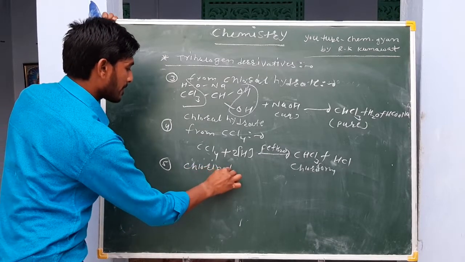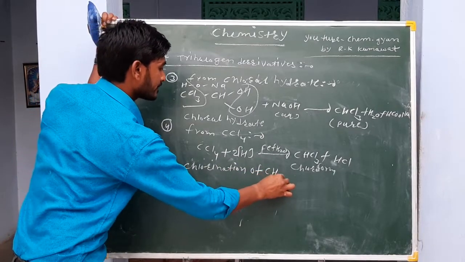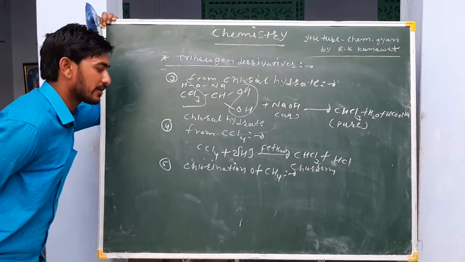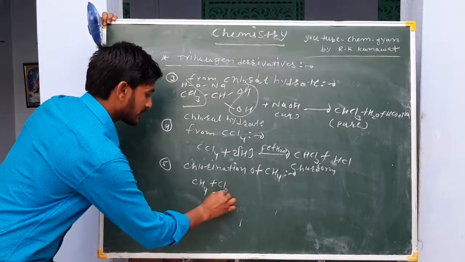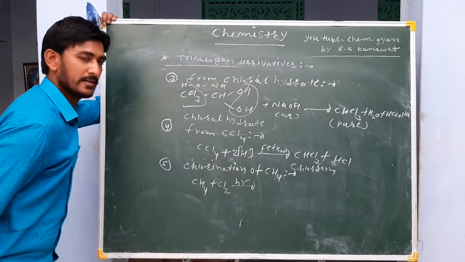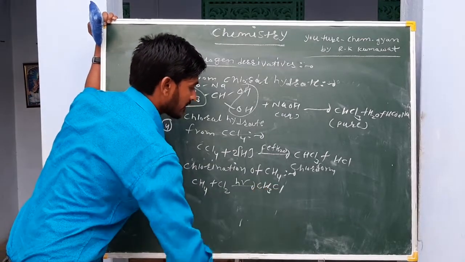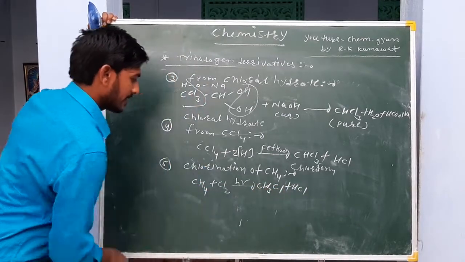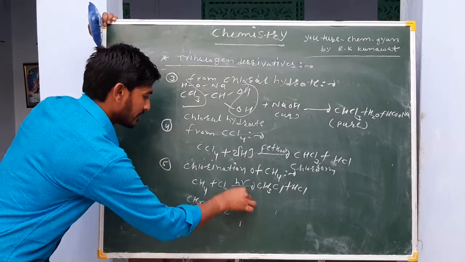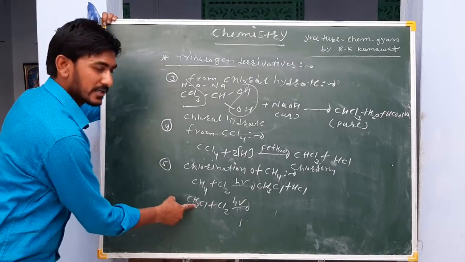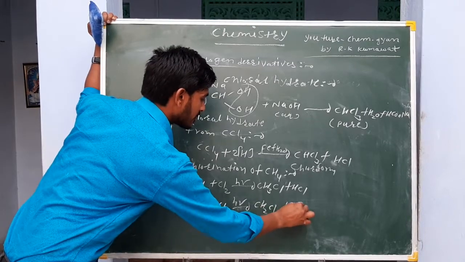Last reaction to preparation of trihalogen derivatives is number 5, chlorination of methane. CH4 plus Cl2 in the presence of light. We know that hydrogen is replaced by halogen atom and product formed is methyl chloride and HCl removed. And second step, CH3Cl plus Cl2 in light, hydrogen removed by Cl atom and product formed is CH2Cl2 plus HCl.